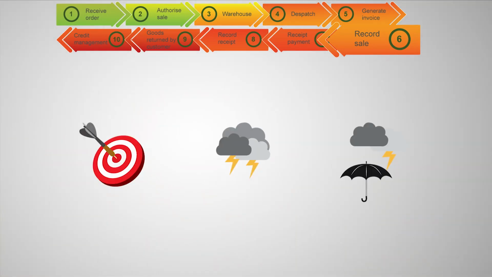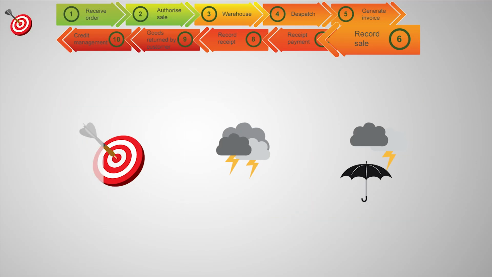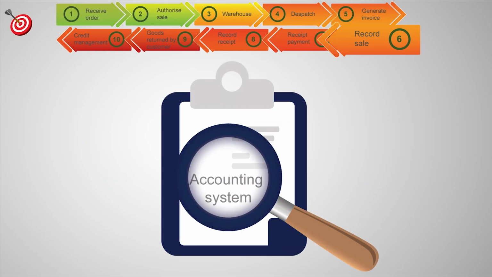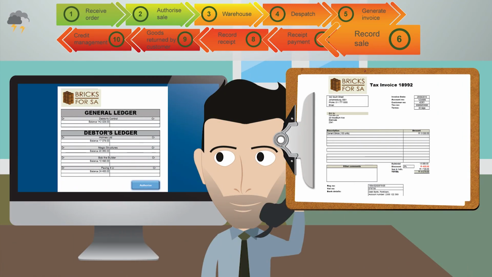Next, we will look at the possible objectives, risks, and controls for this step. An objective here is to ensure that all sales are accurately recorded in the accounting system. Risks for this step could include duplication of invoices in the sales journal or invoices not being recorded at all, and entering invoices against the wrong customer or debtor in the debtor's ledger.